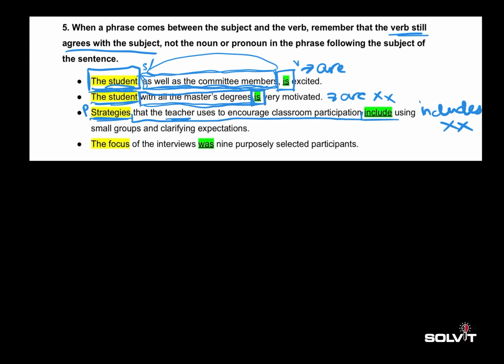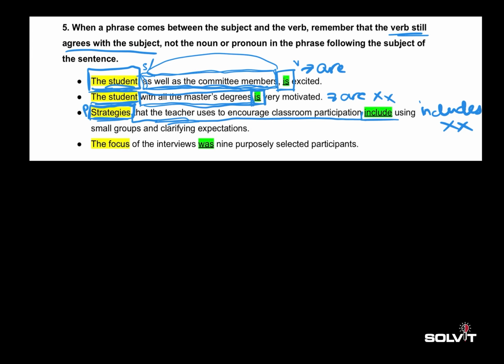Okay, so let's reread the sentence. Strategies that the teacher uses to encourage classroom participation include using small groups and clarifying expectations. Okay, so we're not going to take the teacher, which is singular, into consideration, because that will mess up our verb. So just ignore this and take the word strategies into consideration, which is plural.